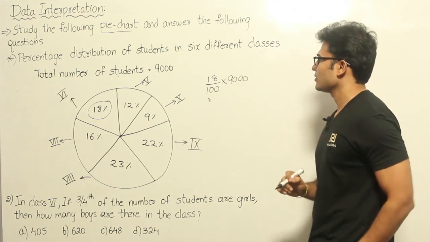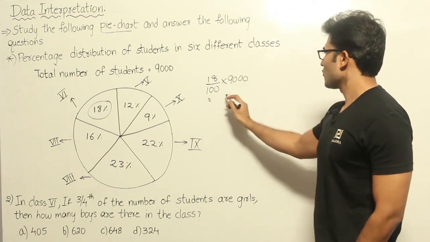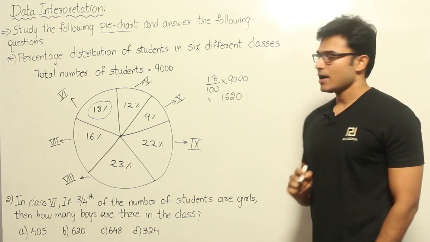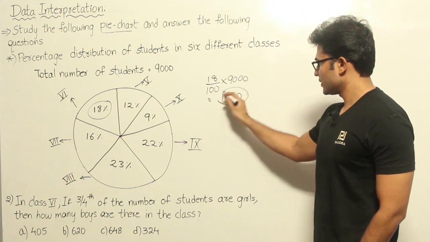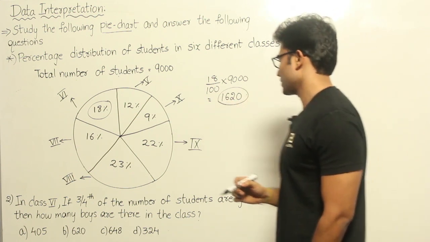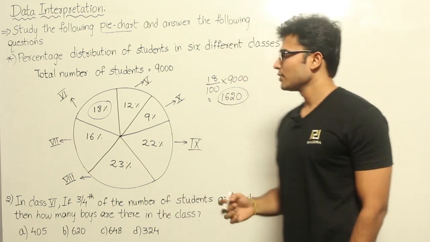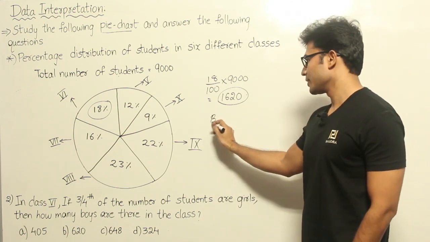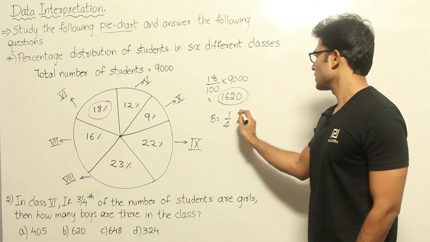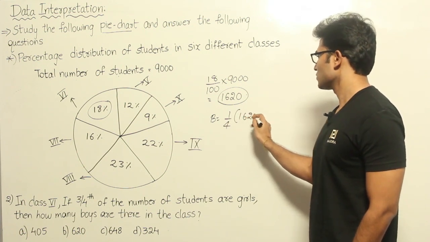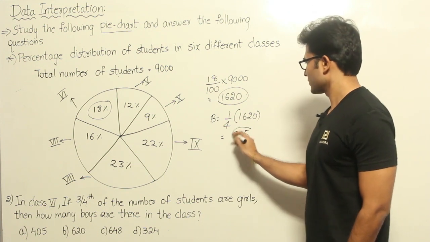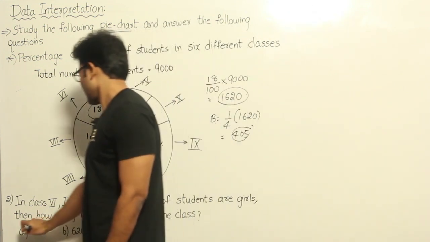Now 18 by 100 of 9,000 is 1620, right? And out of this, 3/4 of the students are girls, then how many boys are there? So definitely 1/4 of the students will be boys. So the number of boys will be equal to 1/4 of the total strength, 1620, right? So this is going to be 405. So the answer is here. Okay.